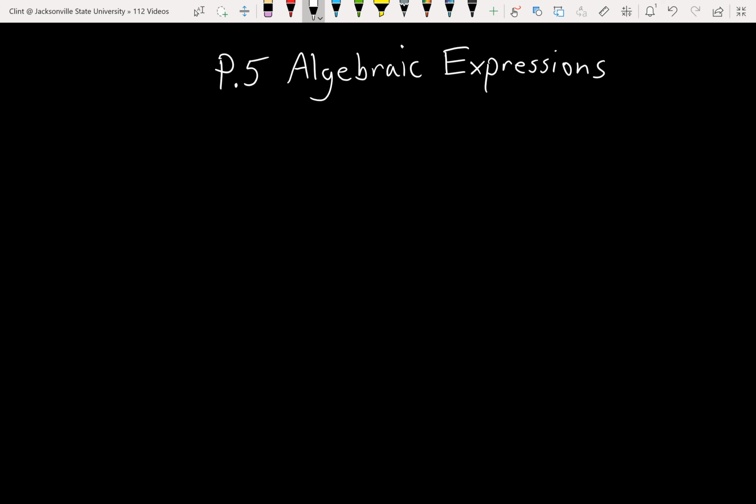So when we're talking about algebraic expressions, usually what we mean is something like this, like 5x plus 7. So this represents a number, depending on what value of x we use. But it's not an equation because we don't have an equal sign there. And it's not just one thing that we could just call a number, so we call it an algebraic expression.